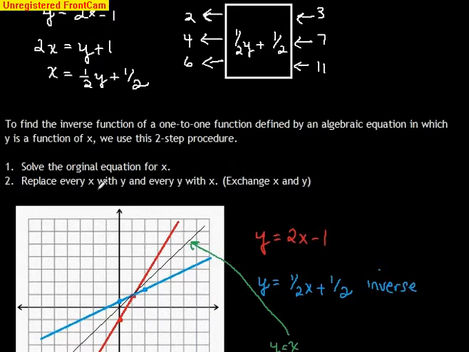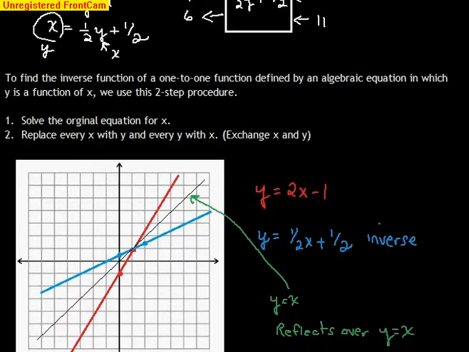Then you're going to replace every x with y and every y with x. You can see up here, this was the original function, y equals 2x minus 1. I solved it for x, and then I replaced this x with a y, and I replaced the y with an x. And that's what we have right here. That's the inverse function.